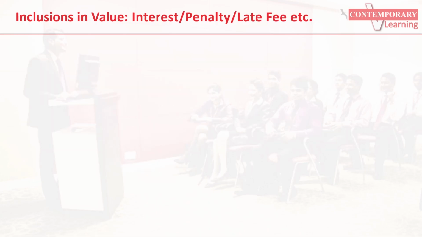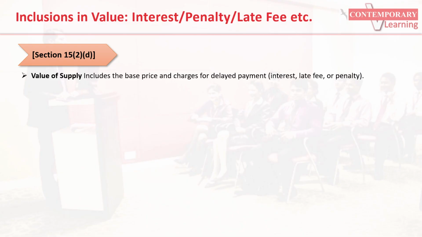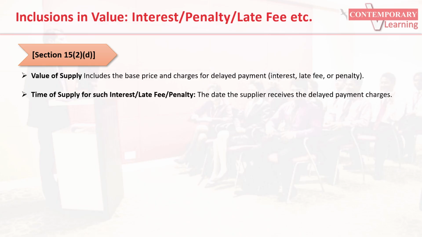When payments are delayed, suppliers often charge interest, late fees, or penalties. These are also included in the value of supply. The value of supply includes the base price plus any charges for delayed payment. An important point about timing: the time of supply for such interest, late fee, or penalty is the date when the supplier actually receives these delayed payment charges. The tax rate applicable to these charges is the same as the rate applicable to the main supply of goods or services.